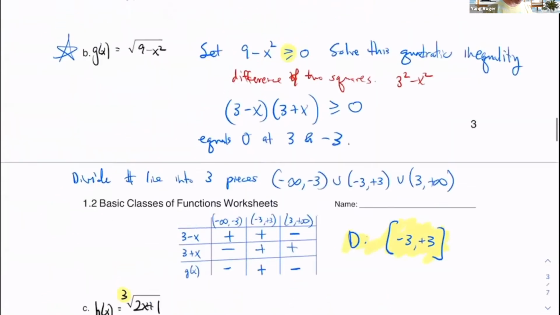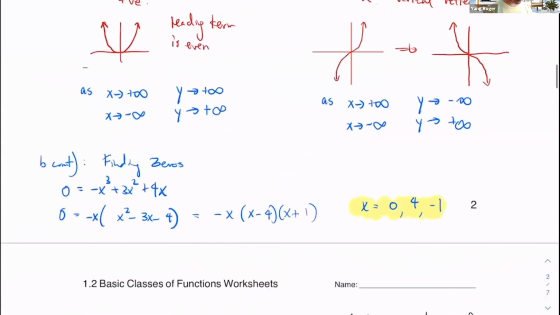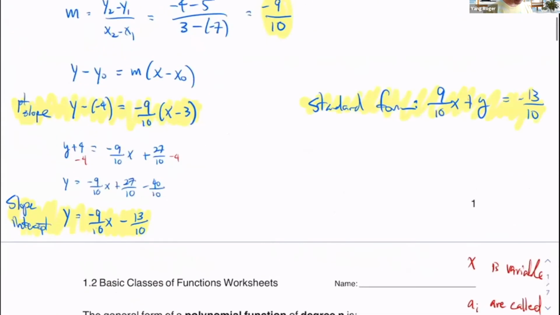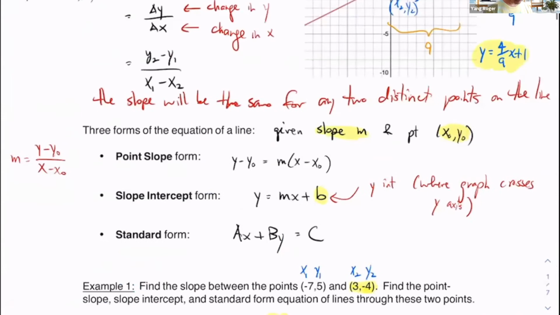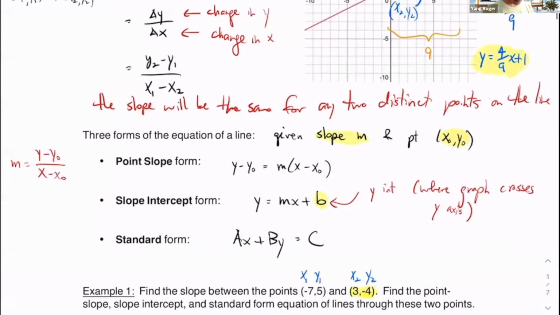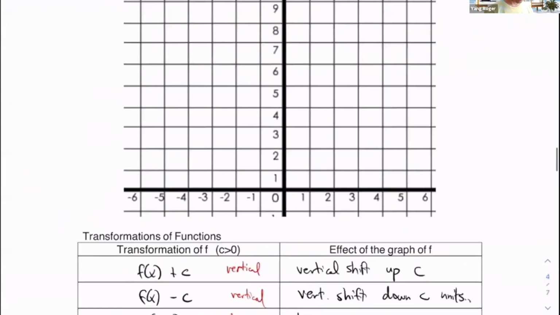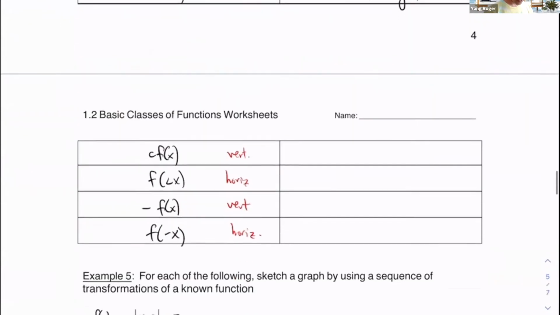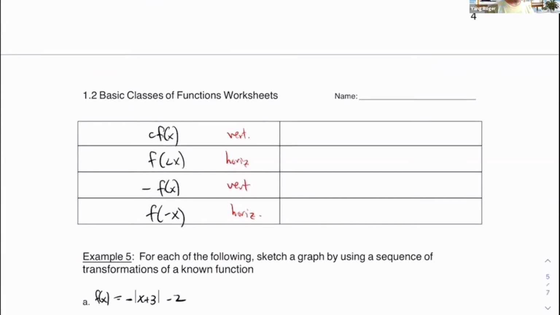Oh, we did see one. Did we? Where's the equation of the line? So like, well, never mind. Forget it. I don't want to confuse you, so it's not important. Let's continue talking about our transformations.